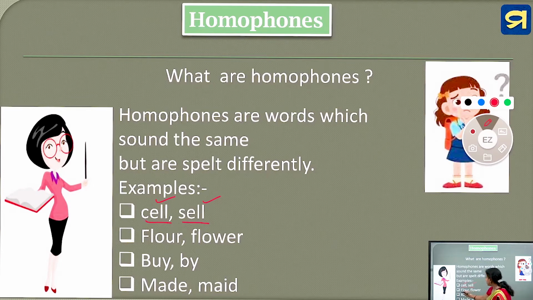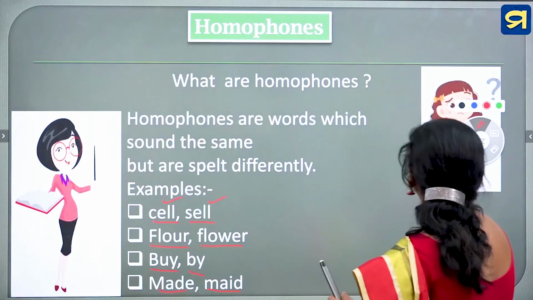Then flour and flower. The spelling is different, F-L-O-U-R and F-L-O-W-E-R, but it sounds the same. Next, B-U-Y, buy, and B-Y, by. Spelling different but sounds the same. Made and maid, M-A-D-E and M-A-I-D. Spelling different but sounds the same.